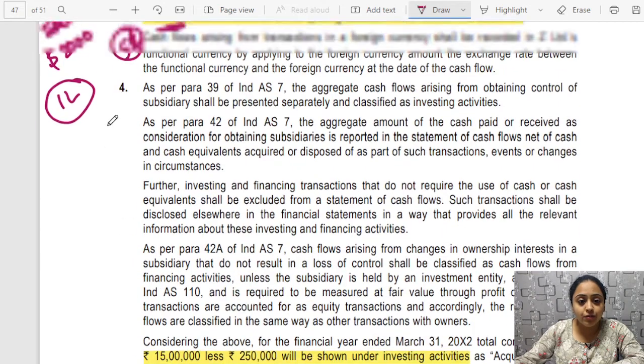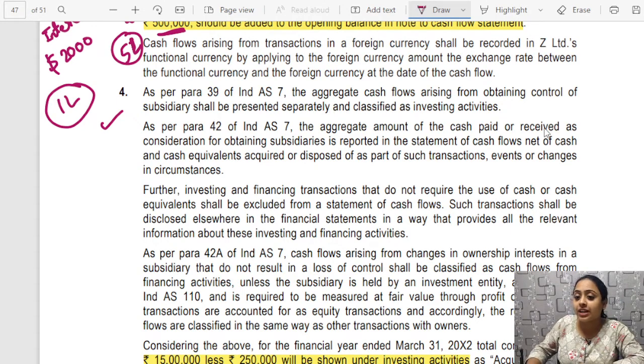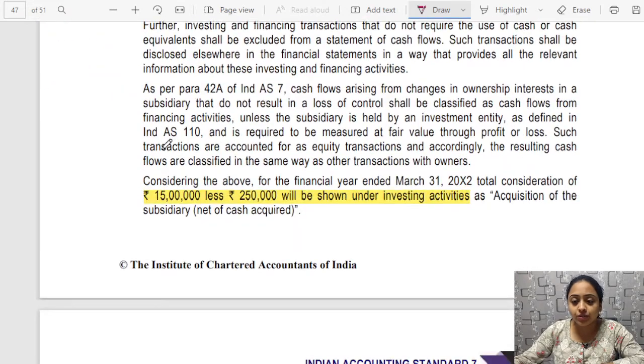See, question number 4. As per para 39 in Ind 7, the aggregate cash flow arising from the obtaining control or losing control is always investing activity, okay. We'll head towards the conclusion.